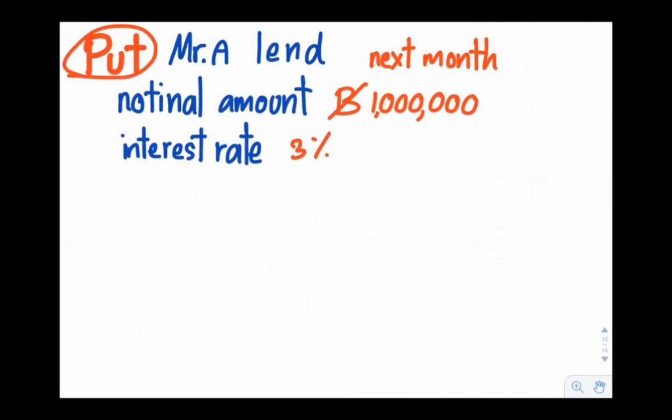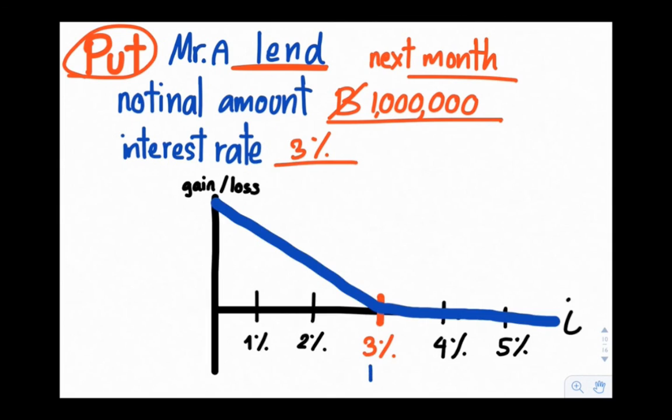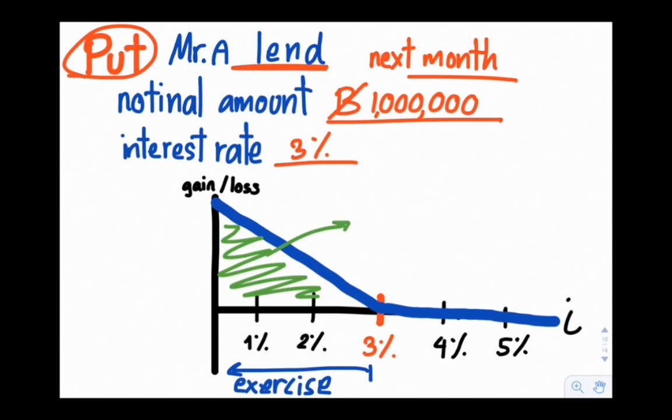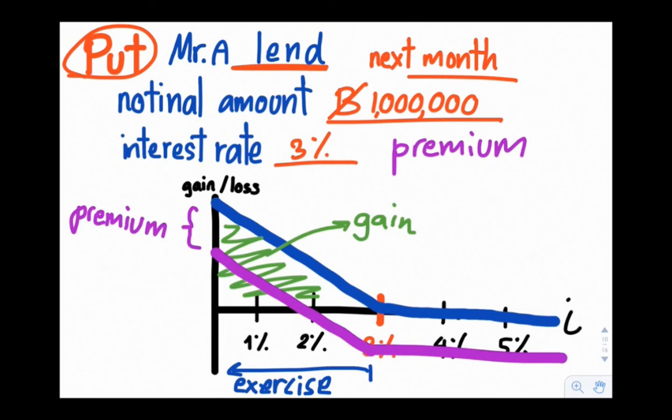Let's take a look at the put contract. So in this case, Mr. A is going to lend money next month for 1 million baht, and the interest rate on the contract is 3%. So next month, if the interest rate is lower than 3%, he will exercise the option, and this area will be his gain. However, when we put the premium into the payoff graph, the light green area will be the net gain.